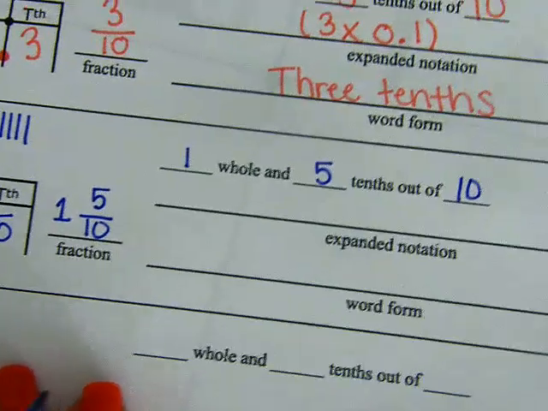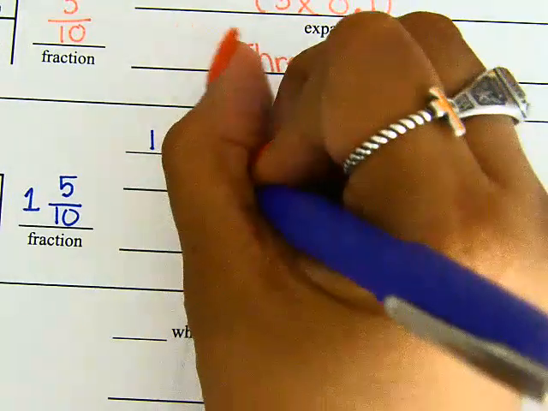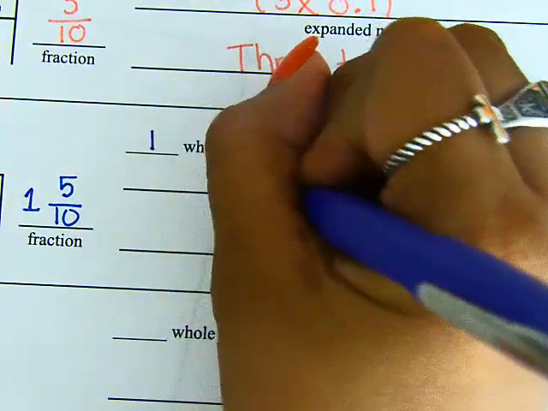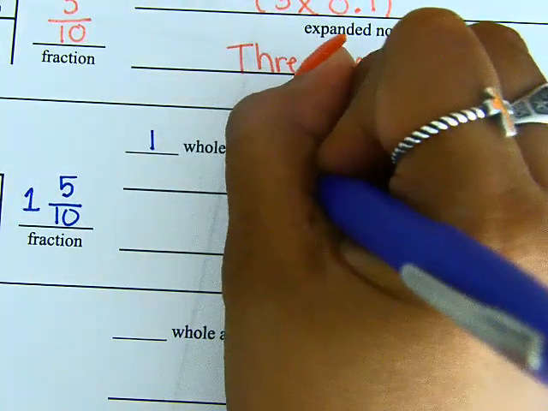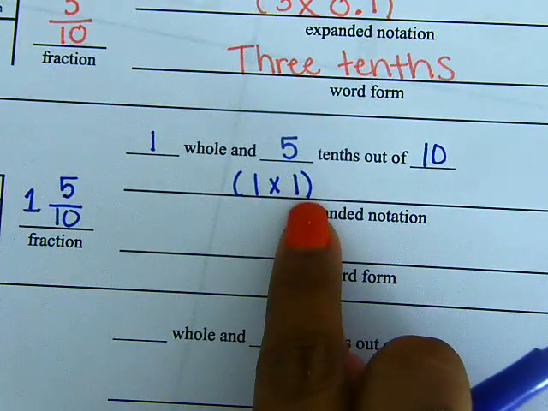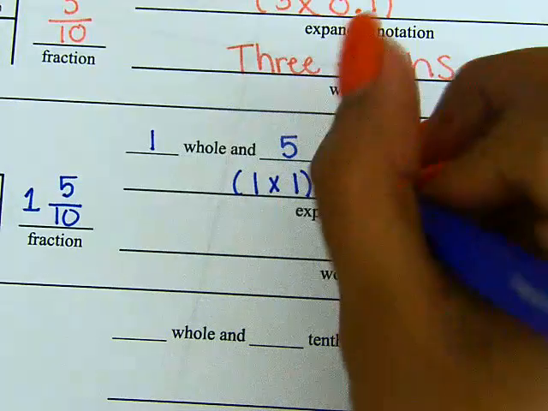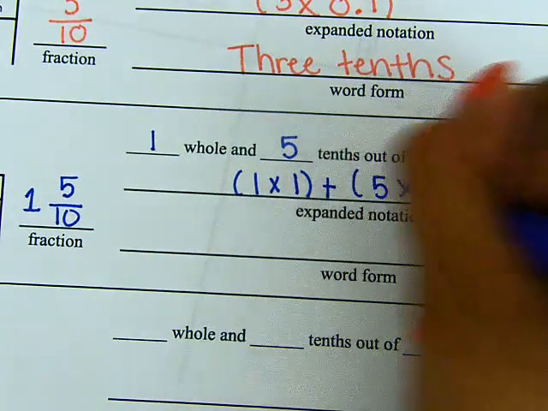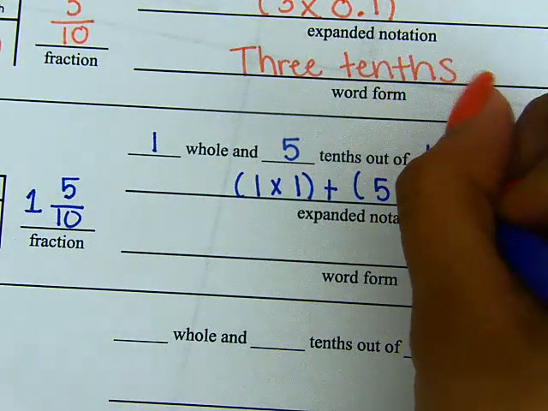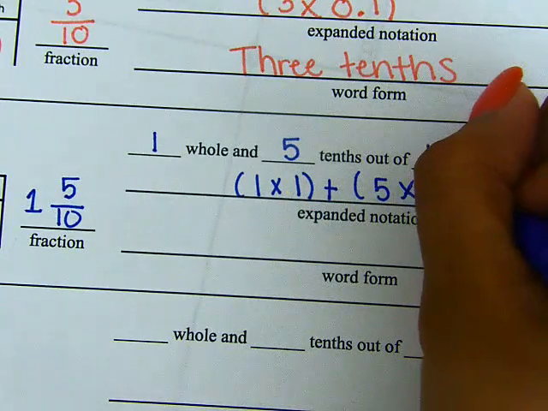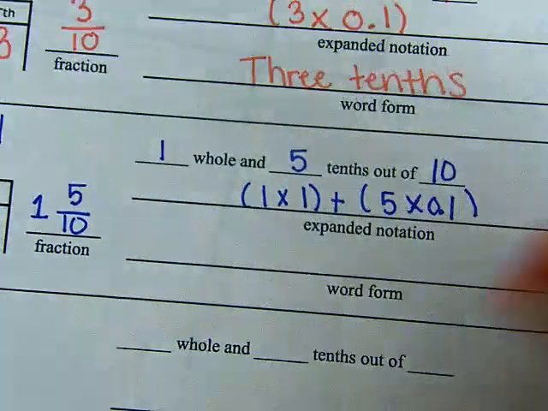Now to write this in expanded notation, I'm going to write my 1 group of 1, my 1 group in the ones place, plus my 5 groups of tenths right here.